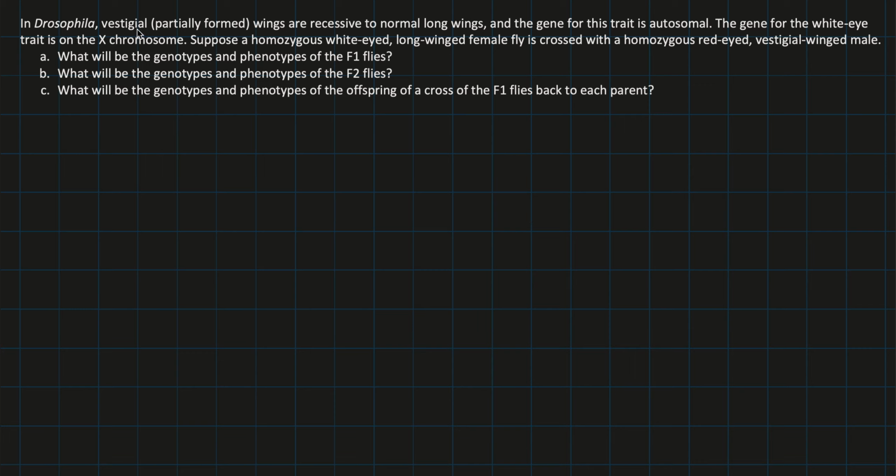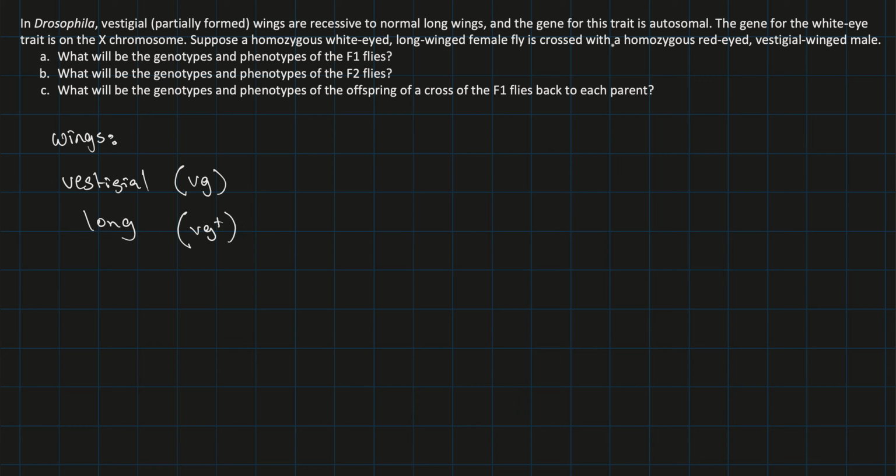In Drosophila, vestigial, partially formed wings are recessive to normal long wings. Now, stop right there. Note what kind of traits we're looking at. We have wings, and we have our recessive form, which is vestigial, and we have long wings, which are the dominant. And so let's give it VG as the way to describe this. VG, recessive, and when we describe the long wings, we're not going to do a capital V, we're just going to go VG plus.